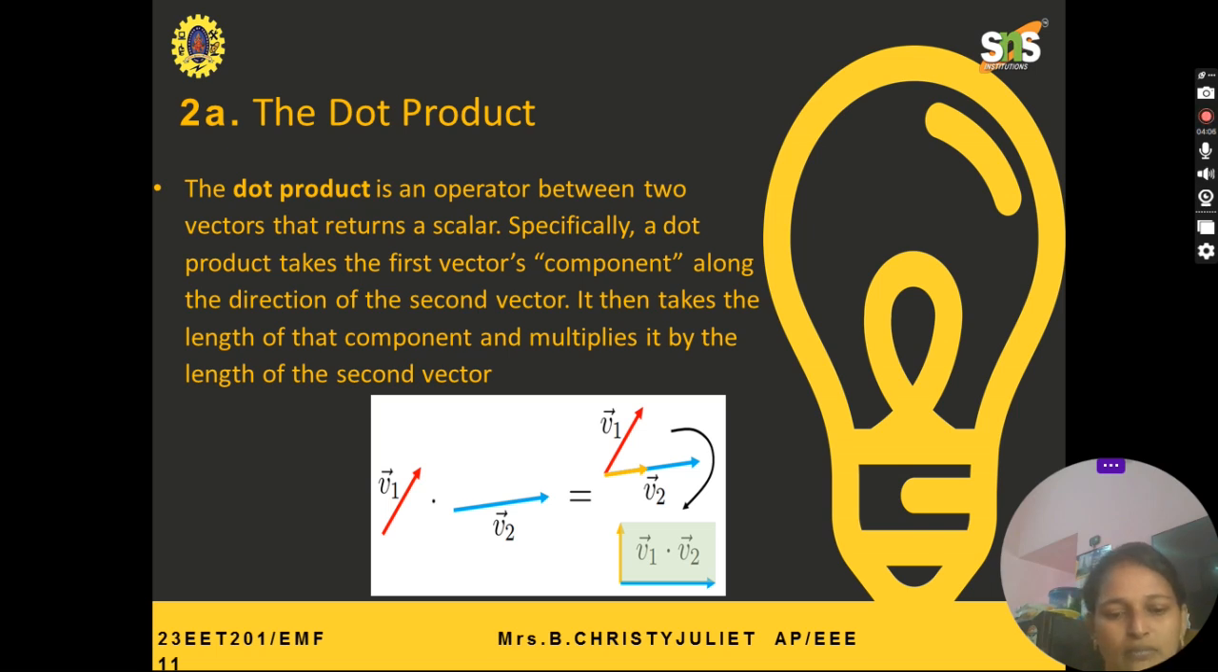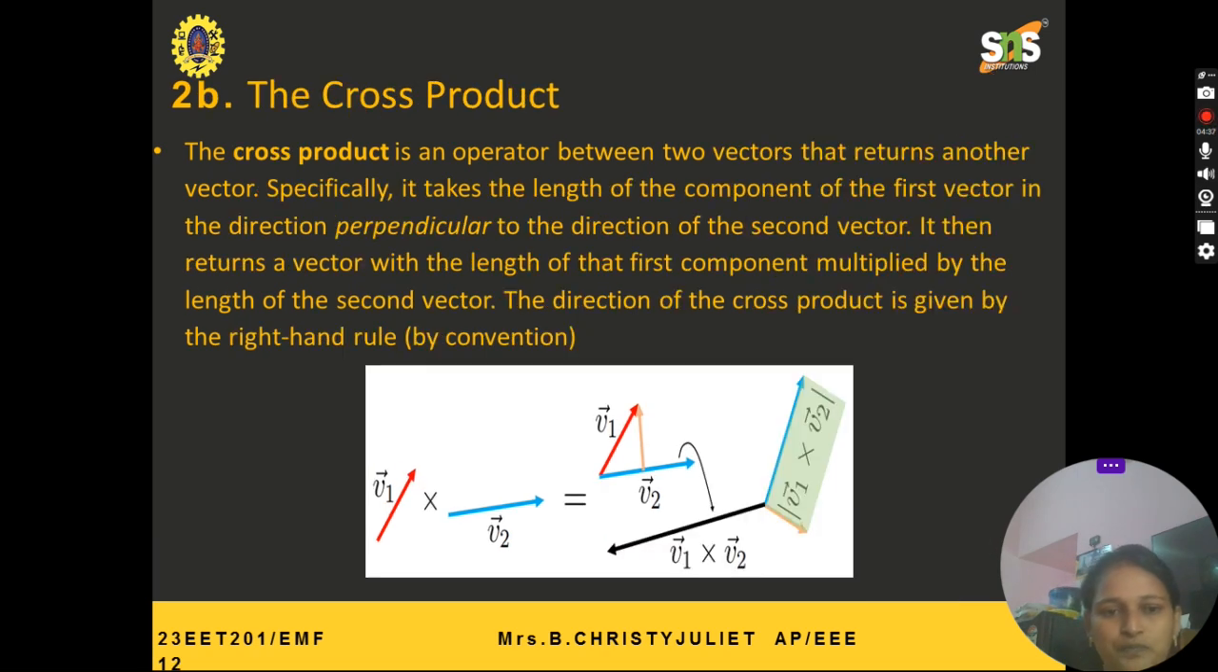The dot product is given by, if the two vectors are v1 and v2, then the dot product is v1 dot v2. The dot represents the type of multiplication performed between these two vectors. It takes the length of the component and multiplies it by the length of the second vector. So the resultant will be the multiplied length of the two vectors. So it will be a scalar value.